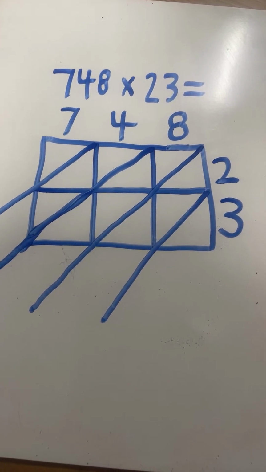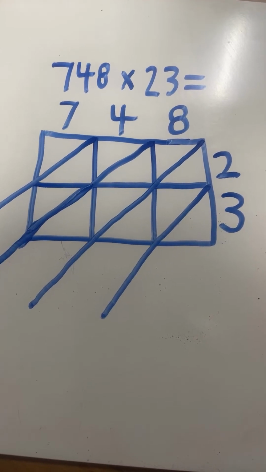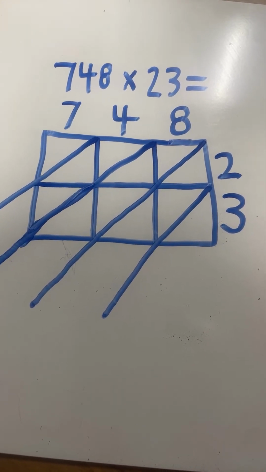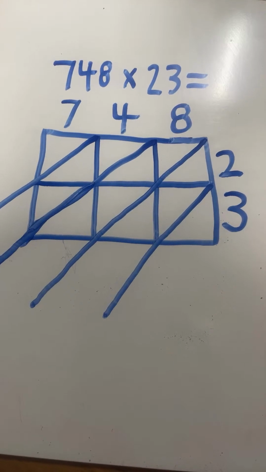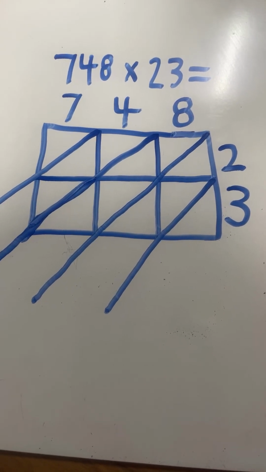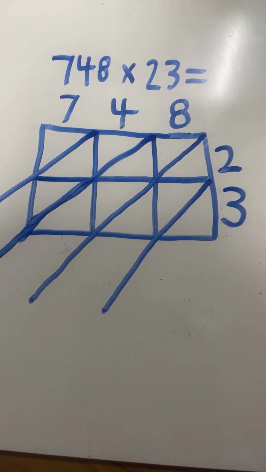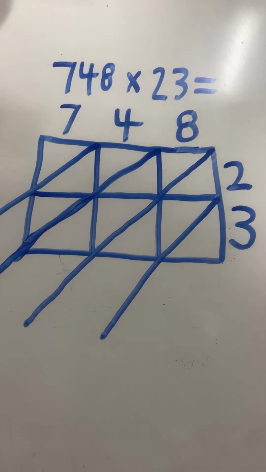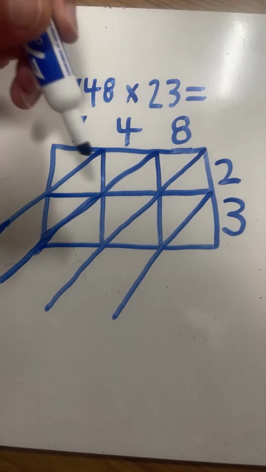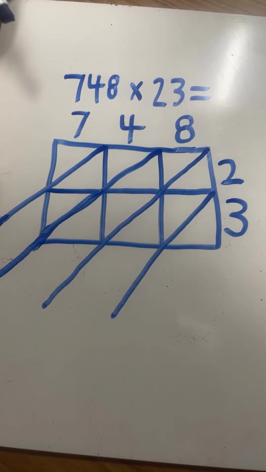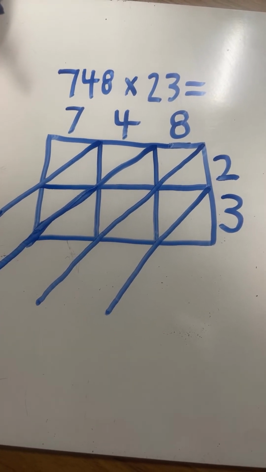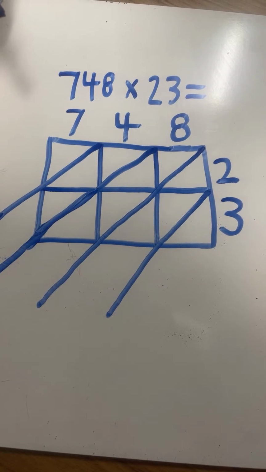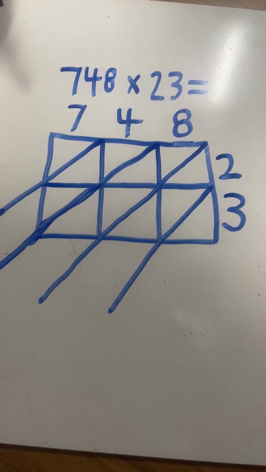So this video is going to focus on 3-digit by 2-digit multiplication using the Lattice method. So same type of problems as my previous live stream, just a different method. So I have my Lattice method model here. 748 times 23 is our first example problem. And I'm going to go through step by step how to solve that problem.